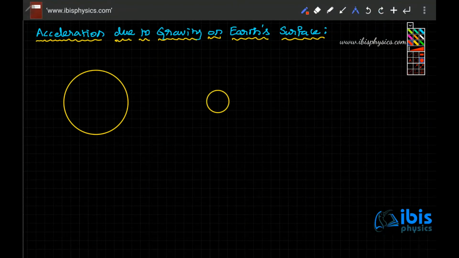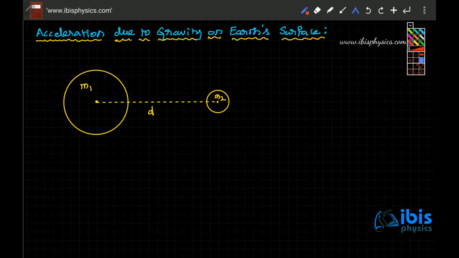We'll be refreshing our idea on the force between the two planets. Suppose you consider two masses m1 and m2. They are separated by a distance d. If one mass is m1, the other mass is m2, and the distance of separation means the distance from the center of mass of the first object to the center of mass of the second object.